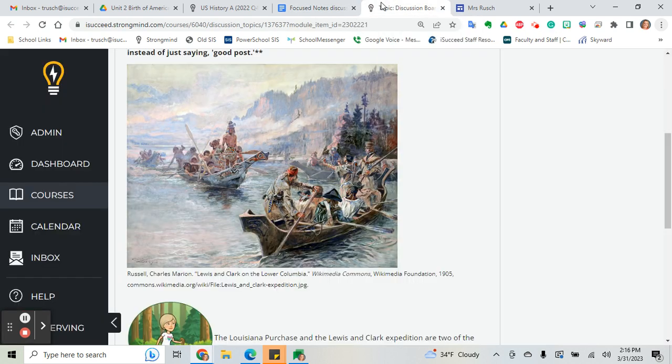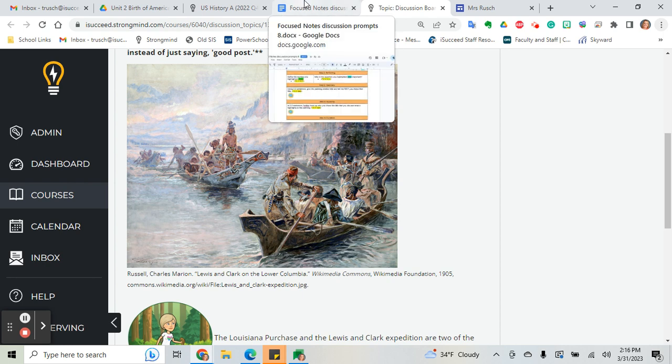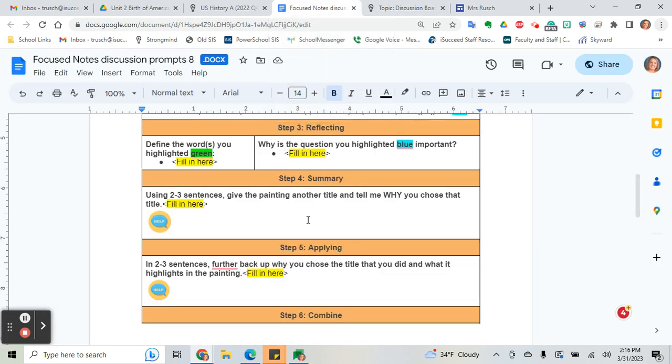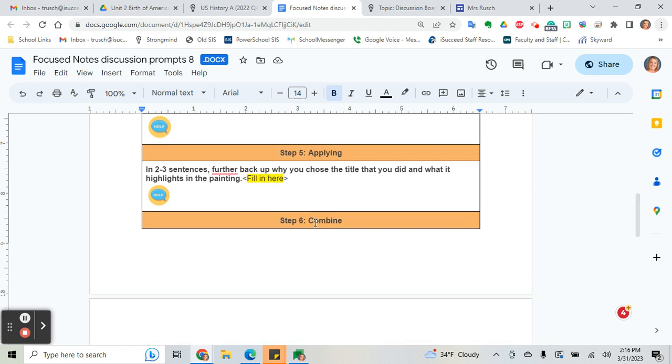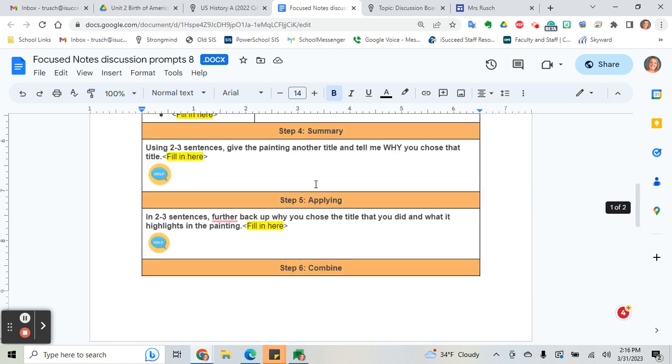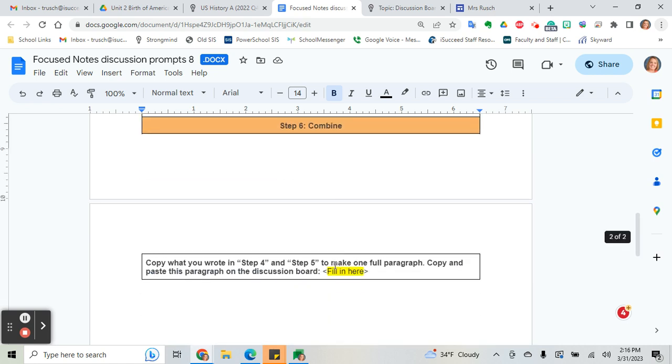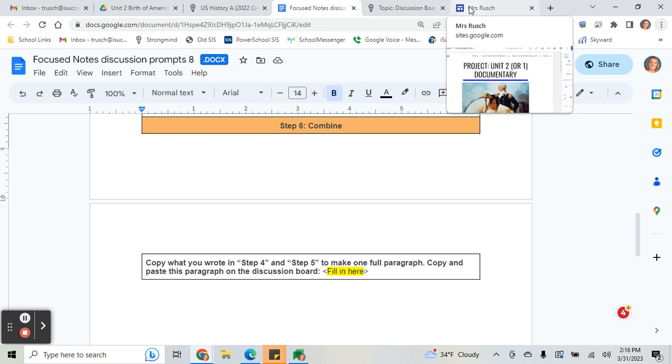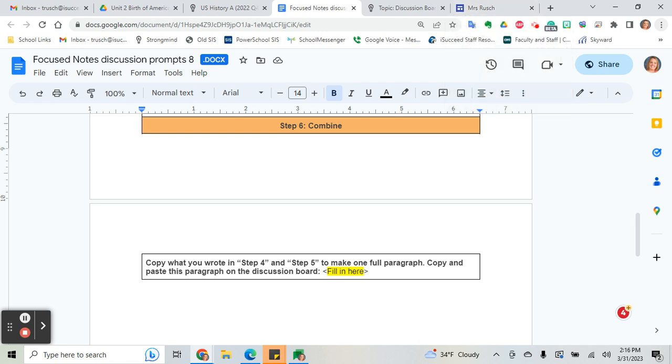There are so many cool things that you could call this painting, honestly. And then I want you to just elaborate on it. Tell me a little bit more. Tell me, what do you think about Lewis and Clark and what they were doing and all of that stuff. And then I need you to combine what you said in step 4 and step 5 and highlight it and put it right there, and then copy it and put it on the discussion board. It's not hard, right? And then at the end of, let me make sure that I'm not lying to you.